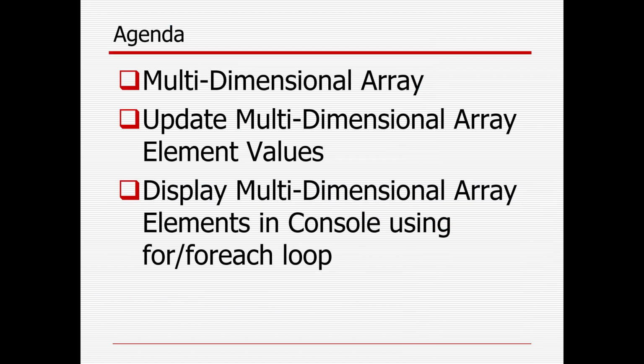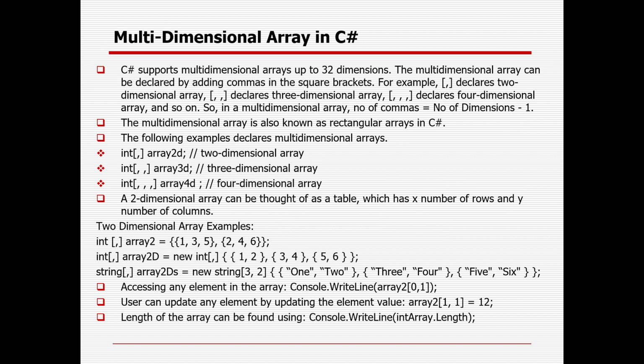In today's tutorial, I will discuss what a multidimensional array is, how we can add or update element values in a multidimensional array, and how we can display multidimensional array elements in the console with the help of a foreach loop. C# supports multidimensional arrays up to 32 dimensions.